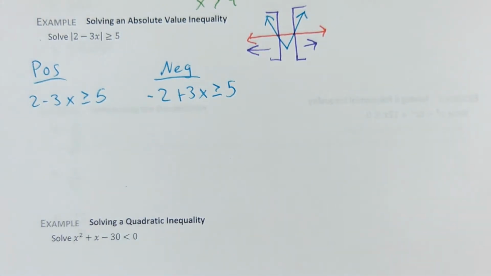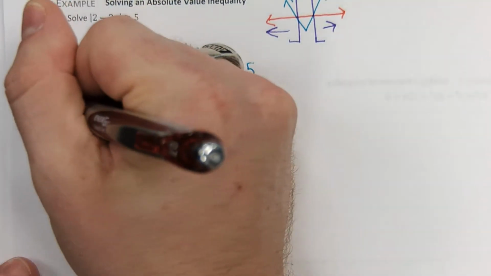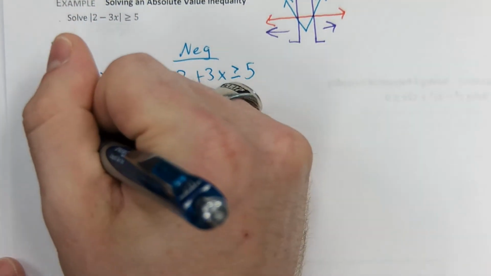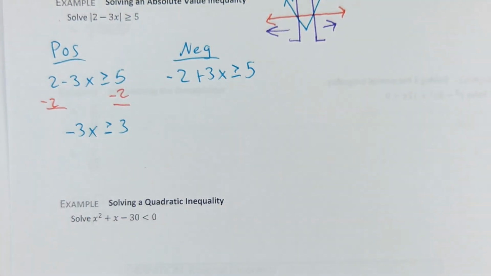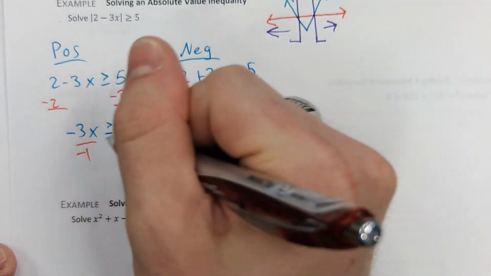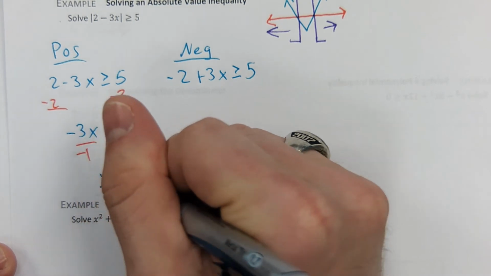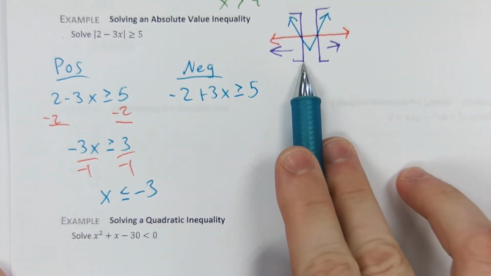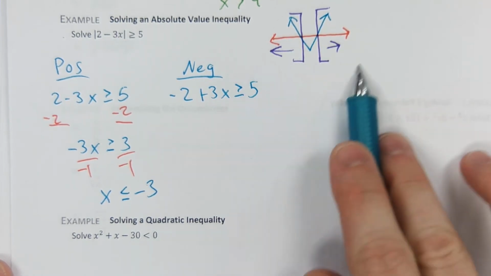Solve them both for x. Subtract 2 from both sides over here. And then divide by -1. Oh, the positive case this time actually has us dividing by -1. Telling me that my answers are x is less than or equal to -3. To the left of a number. Because I already knew that the graph should look something like this.